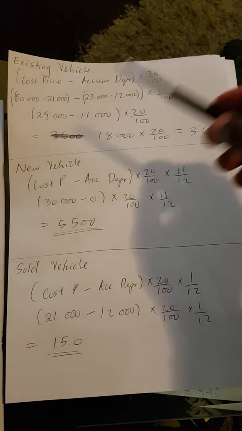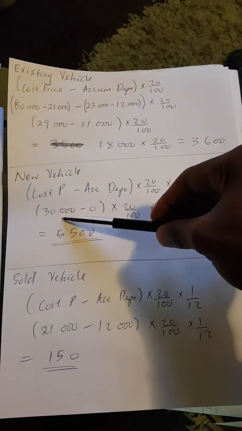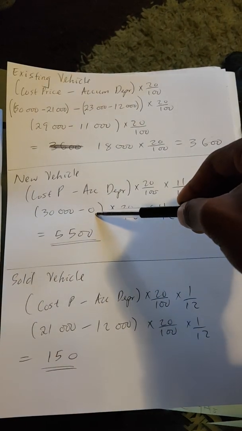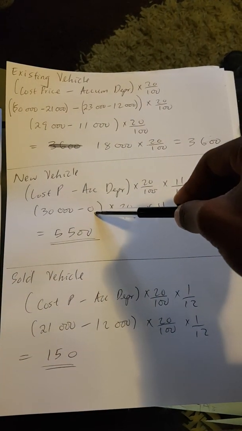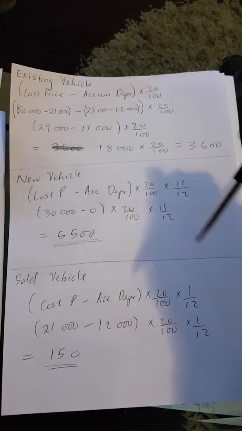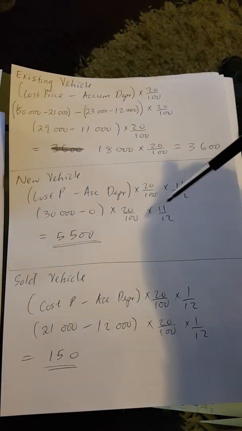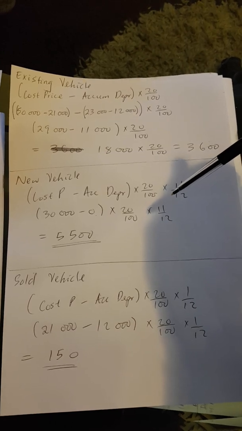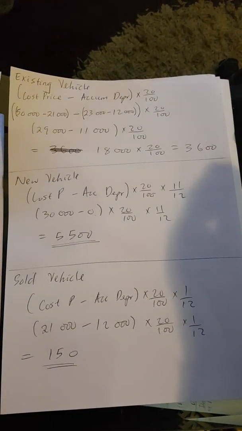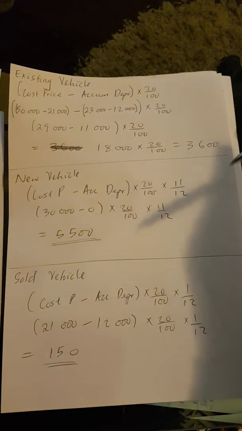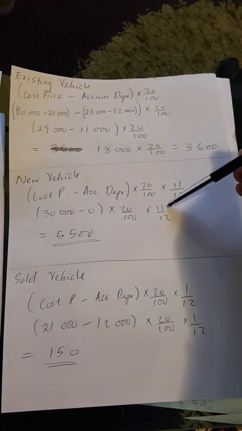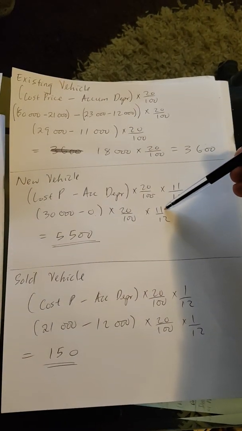You will say, okay, the vehicle cost 30,000, but because it was purchased during this year, it hasn't accumulated any depreciation. So it's going to be 30,000 minus 0 times 20% times 11 over 12. This car was purchased on the 31st of August, and our financial year started on the 1st of August.